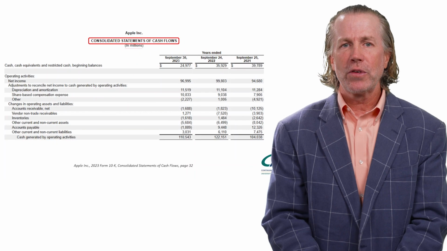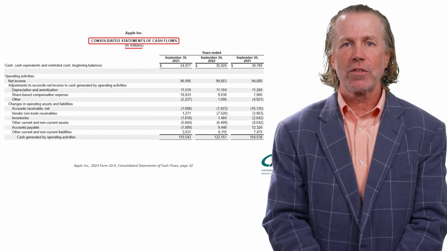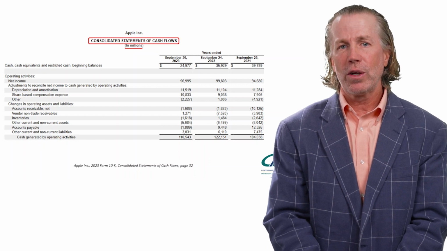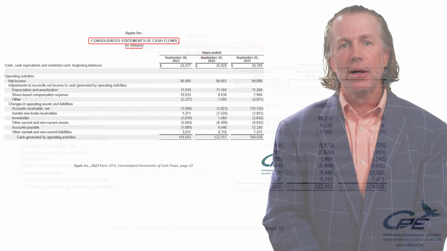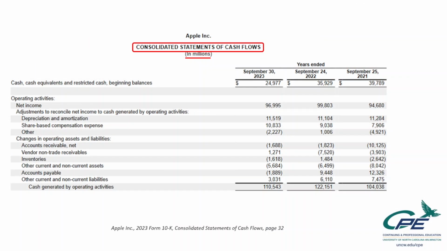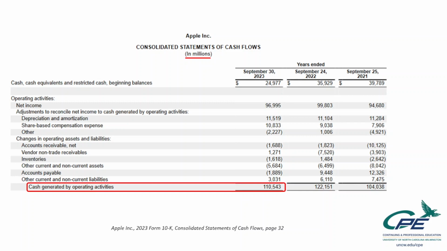The final financial statement presented by Apple is the consolidated statements of cash flows. The statement of cash flows is fairly complicated to prepare, but it can be very informative. This statement has three sections, the first of which relates to cash flows from operating activities. For 2023, Apple reported total cash flows provided by operating activities of more than $110 billion. Most of that derives from the net income for the year, adjusted for some non-cash expenses and changes in the balances of current assets and current liabilities.